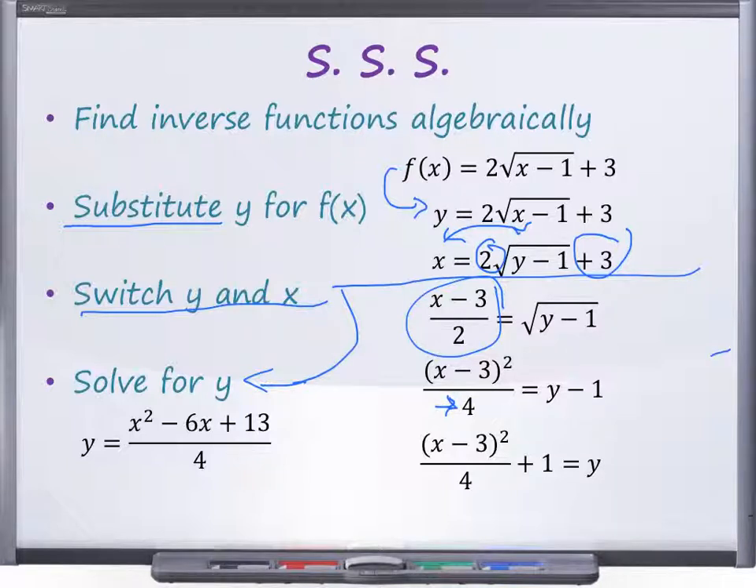Notice my 4 is 2 squared, and I have my top squared. Now it's going to equal y minus 1. I still haven't isolated the y, so I have to add the 1 to the other side. That's right here. Now, if I FOIL out the x minus 3, I turn the 1 into a 4 over 4 for a common denominator, I add it all together and I would get this equation over here. So this would be my inverse.